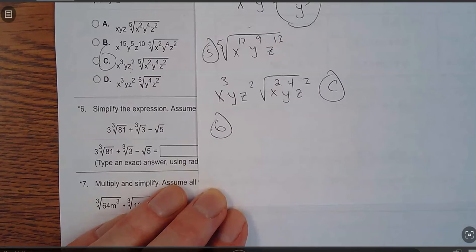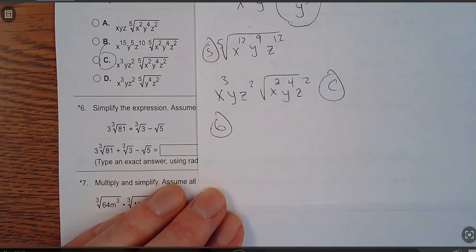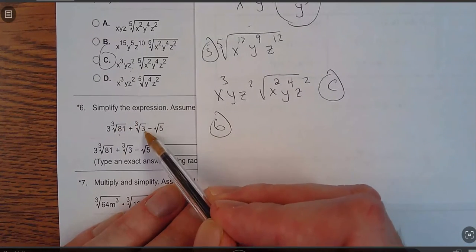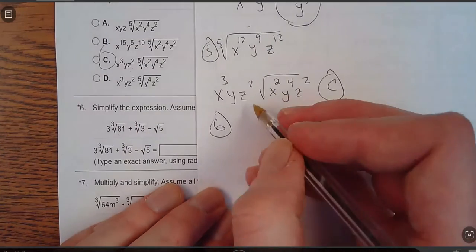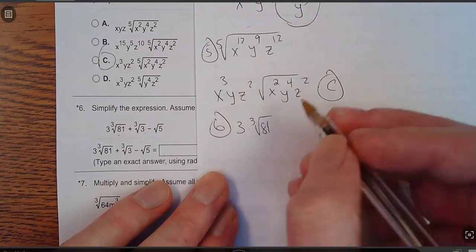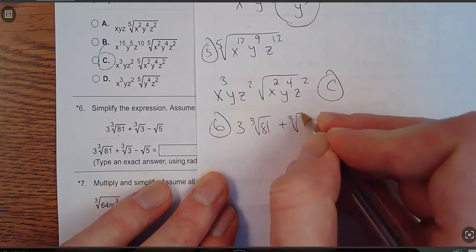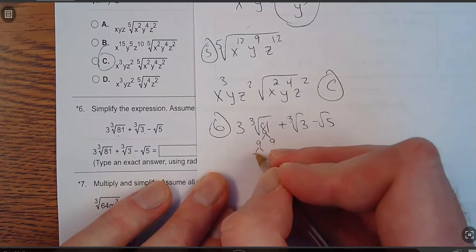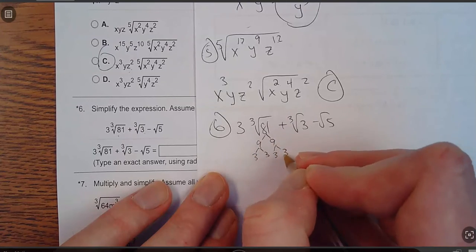But number 6, I can't add these together if they're different. It's like this is a cube root of 81, this is a cube root of 3. I can't add them. But if I do some simplifying, maybe I can. So 3 cube root of 81. 81 is 9 times 9, 3, 3, 3, 3.